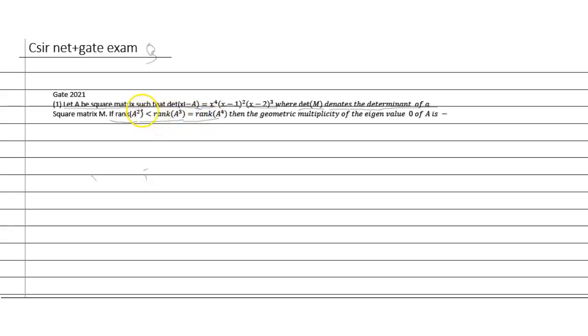This is wrong. The pattern is this way, because we know the property of rank: rank of AB is less than or equal to the minimum of rank of A and rank of B. So if I take B equal to A, then rank of A square is less than or equal to the minimum of rank of A and rank of A, which implies it is less than or equal to rank of A.